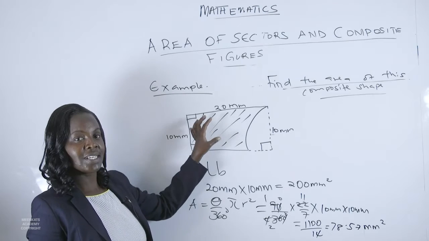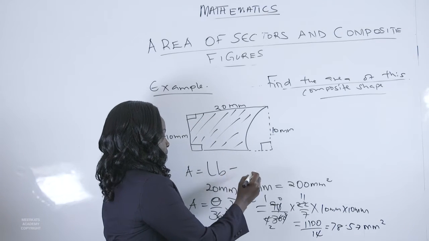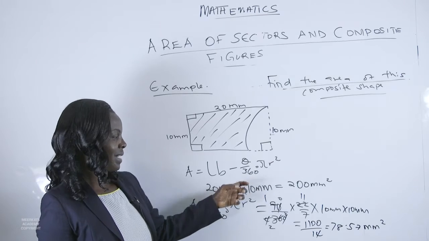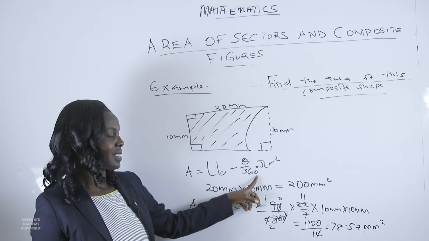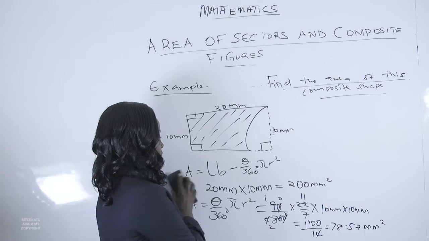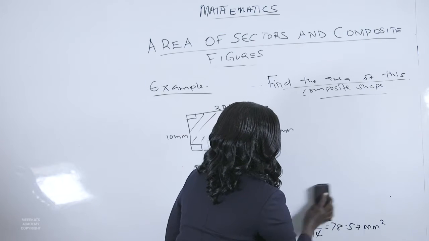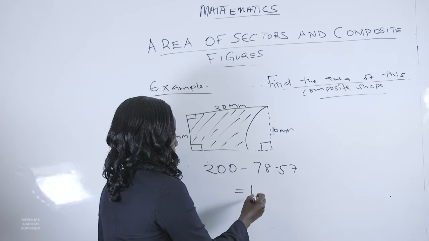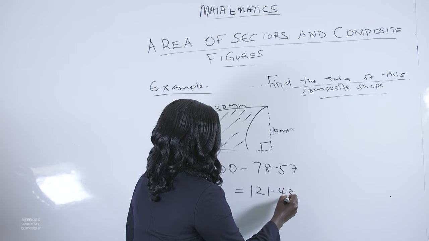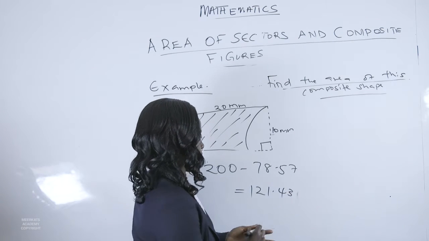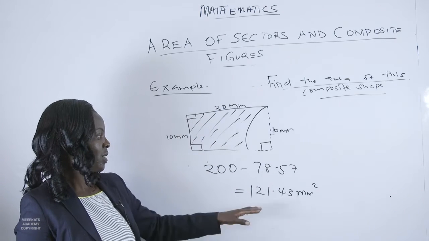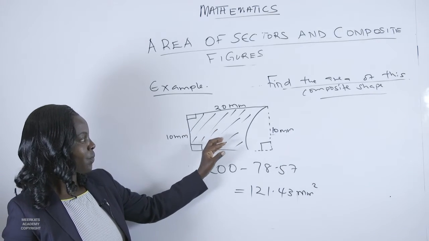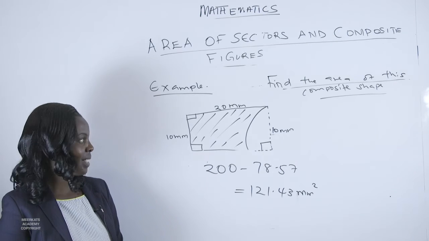And we have said the area of the shaded part is got by subtracting the area of the sector. That is length times base, which is the rectangle, minus theta over 360 pi r squared for the sector. And that will give us 121.43 square millimeters. So this is an example where the areas of the basic shapes are subtracted.